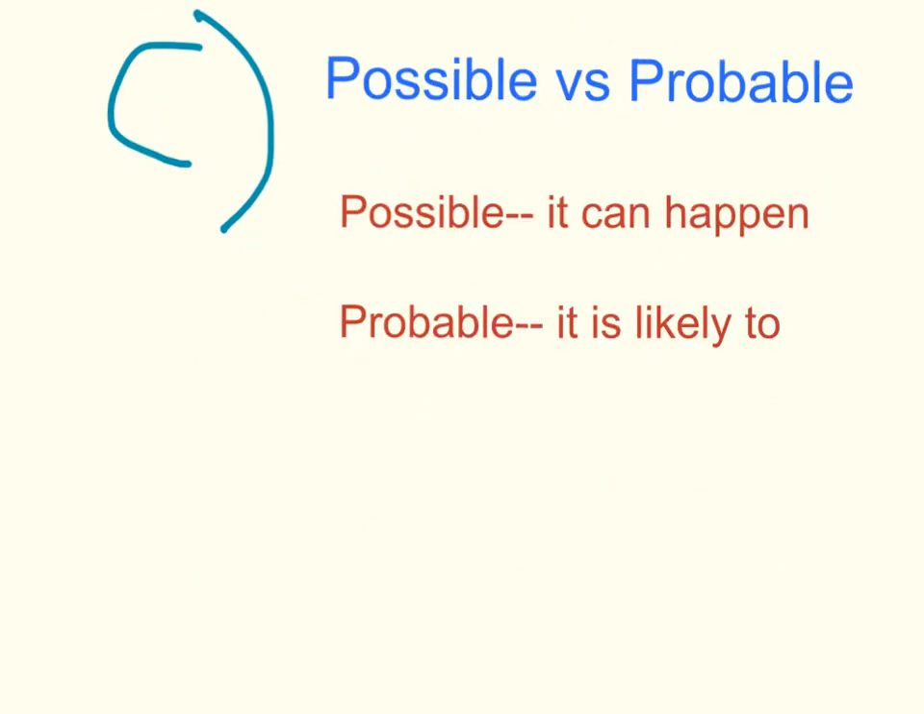Looking at the very last problem, Santo said, it is possible to toss 3 matching coins. TV replied, yes, but is it probable? What do you think each boy meant? We're going to take a look really quickly at possible versus probable. Possible means it can happen. Can that event happen? Does it have any chance at all of happening? Probable means it is likely to occur. Another way to look at it is, does it have better than a 50% chance of happening?